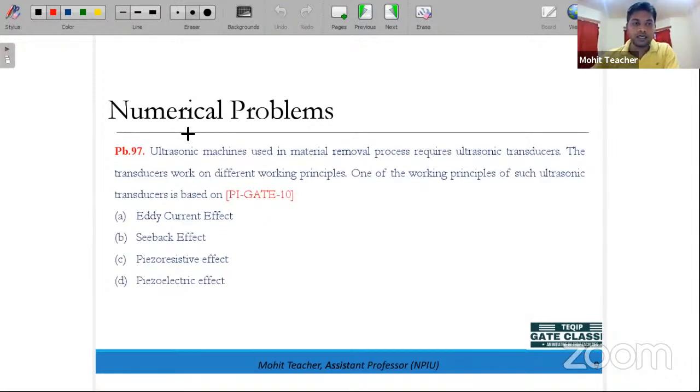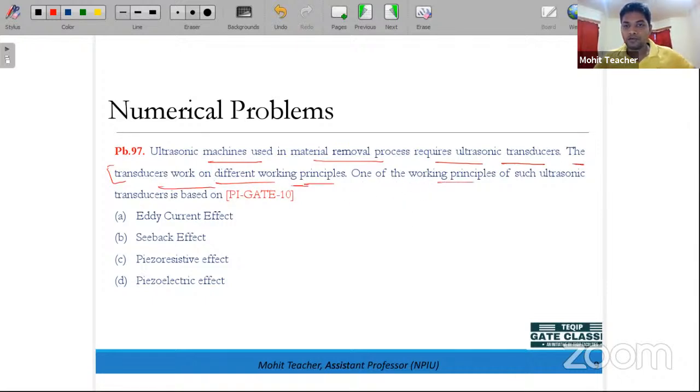In ultrasonic machining, the machines used for material removal require ultrasonic transducers. The transducers work on different working principles: the piezoelectric effect and the magnetostrictive effect. In both, we supply electricity; the piezoelectric material converts it into vibrations or reciprocating motion. Magnetostrictive takes the electricity, a magnetic effect is produced, and because of that vibration is induced. So transducers are based on these different working principles.